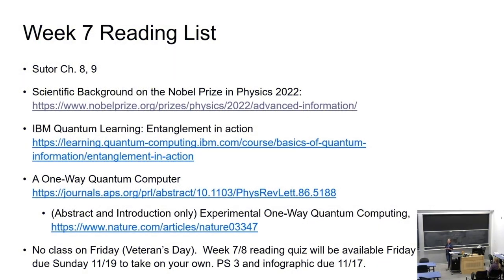All right, so this week, folks, we're going to be talking about entanglement, which is kind of at the heart of all of these quantum information systems that we've been introducing. So the main reading is going to be from Sutter, chapters 8 and 9. There are a lot of typos in this part of the book for whatever reason. So just look alive, pay attention. I'll try to point them out when I find them in the lecture.